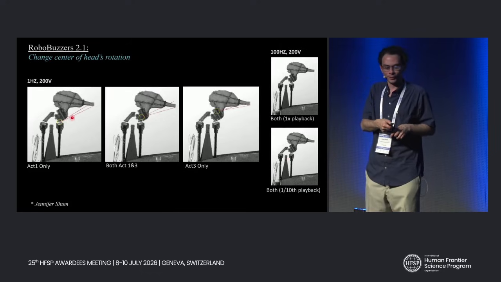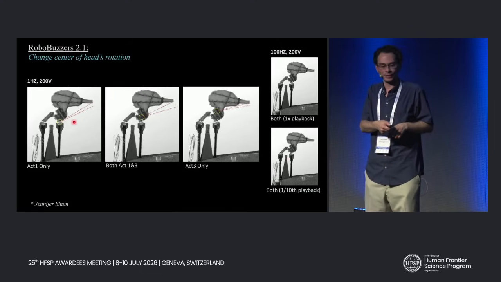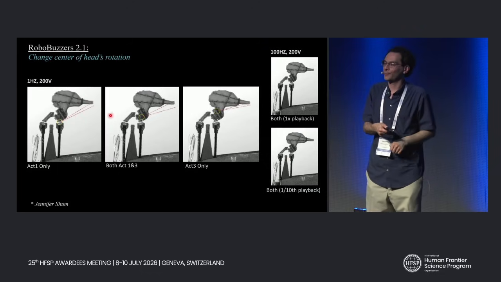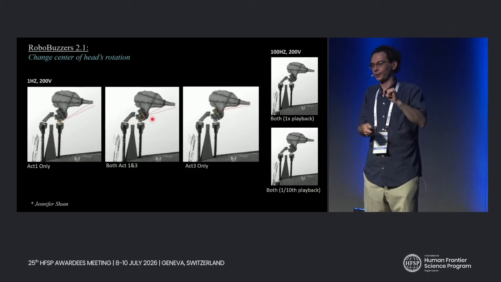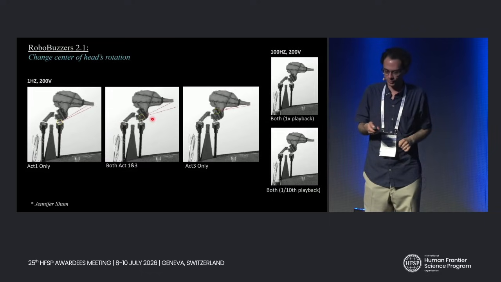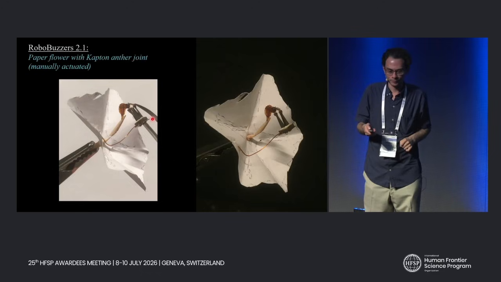Another aspect we want to look at is where is the center of rotation of the head. This again is something a bee doesn't change, but we can control it by changing which of these actuators is moving and see how that compares with the center of the neck joint. And we think that will make a difference in how well it transfers vibration to the flower.